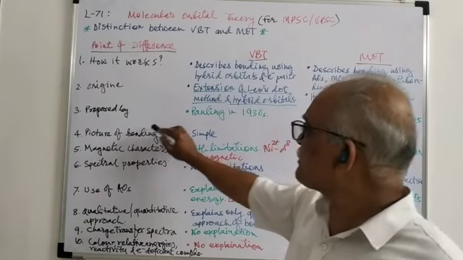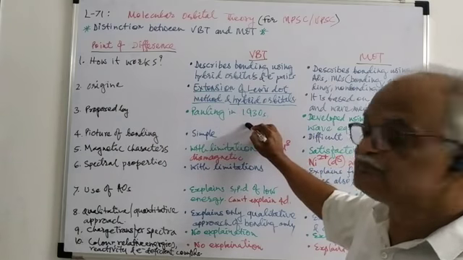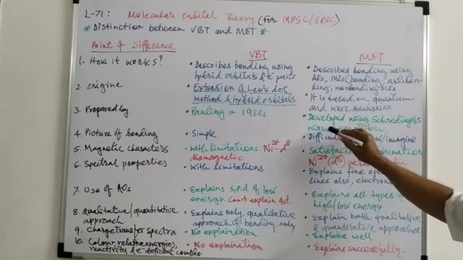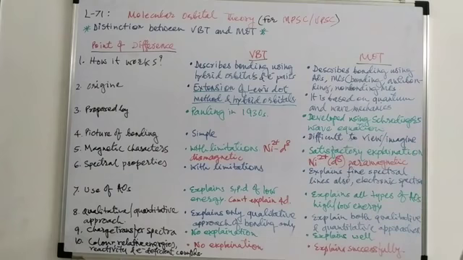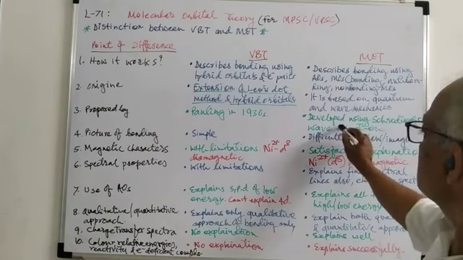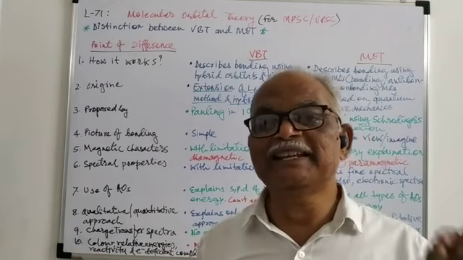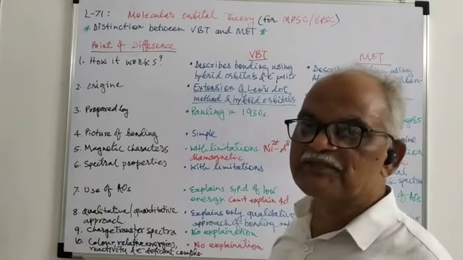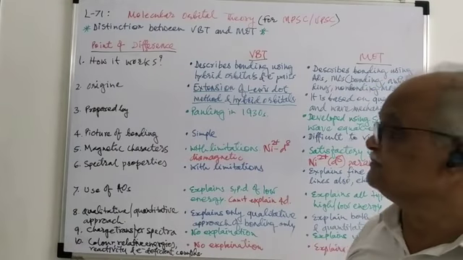VBT was proposed by Pauling in the 1930s, whereas MOT was developed by various scientists using Schrodinger's wave equation. This equation involves calculations for every electron present in the atom, and therefore MOT is difficult to apply, but VBT is very easy to apply.